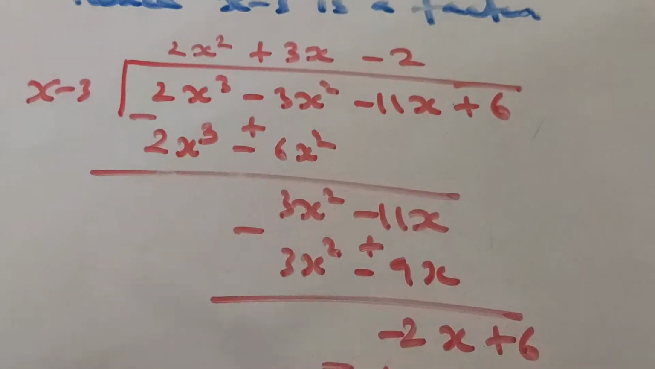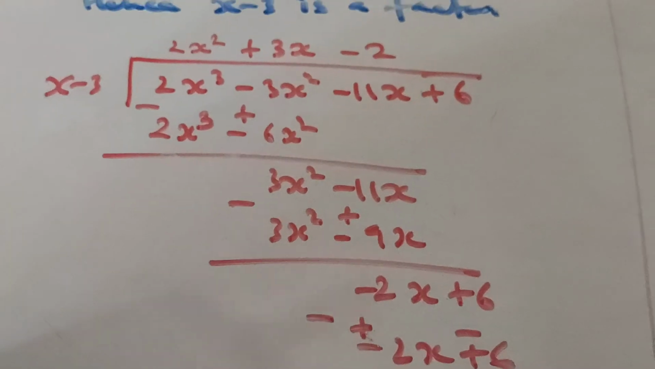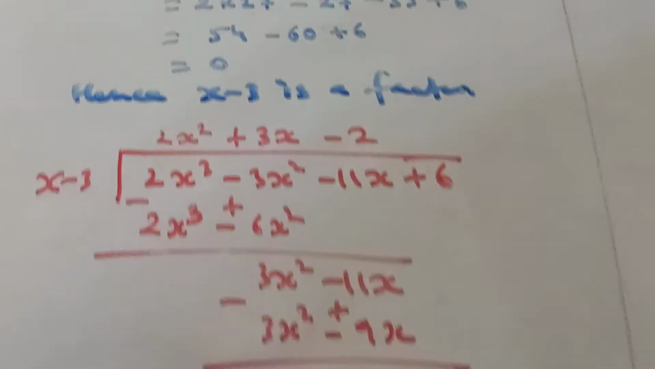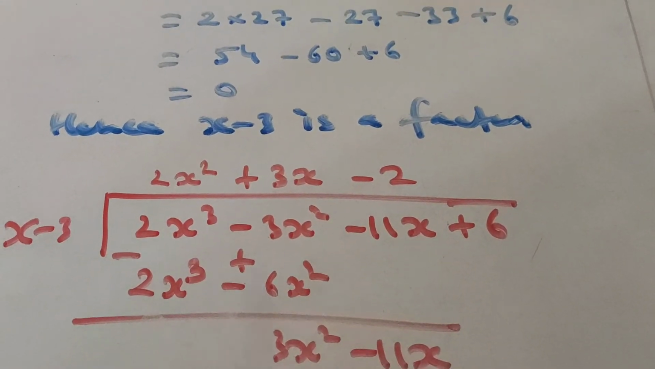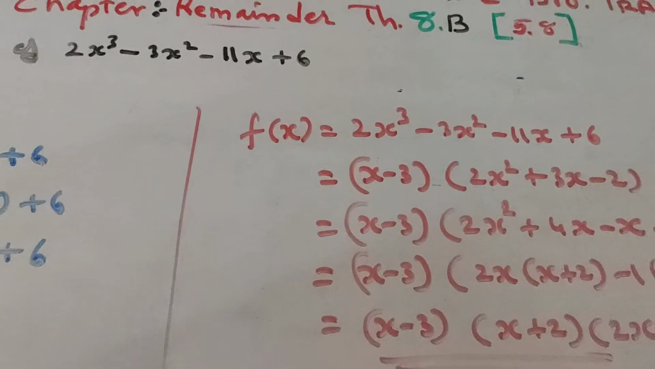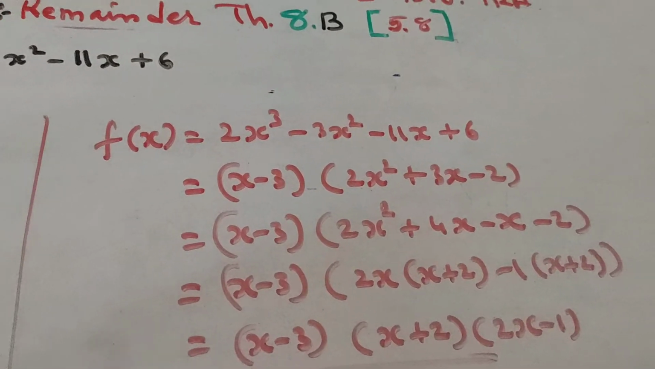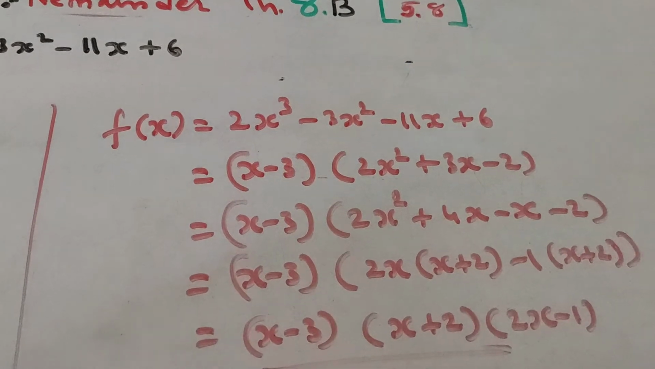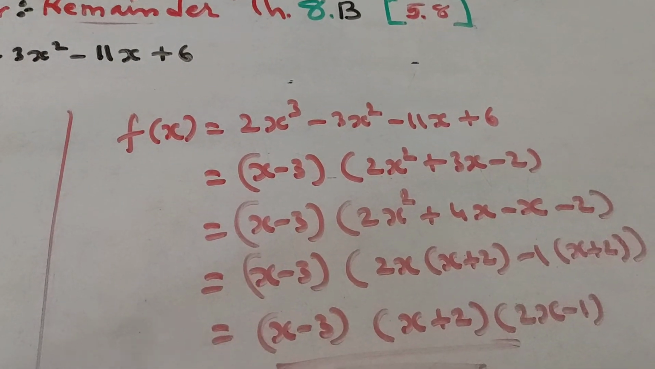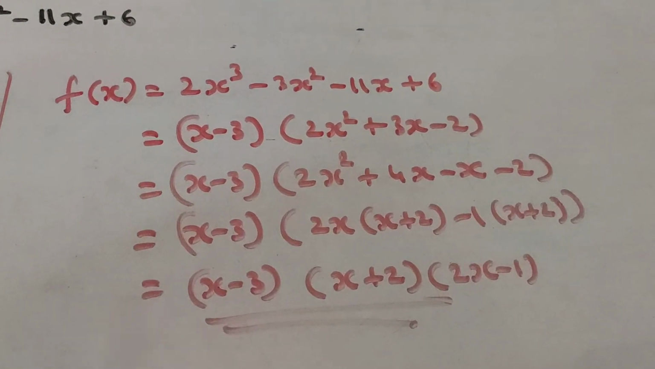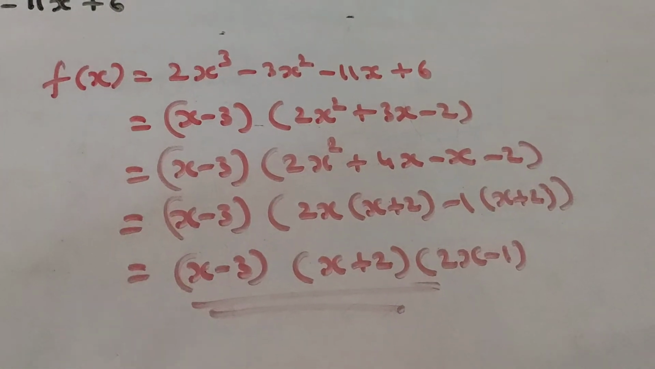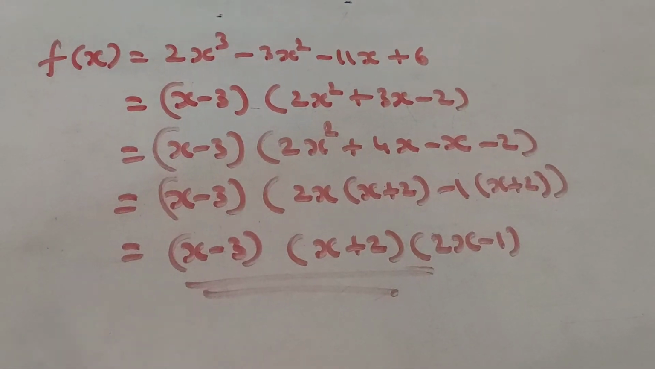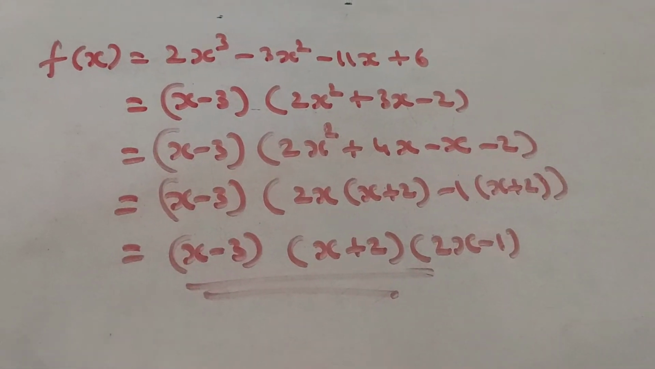Same method, we are obtaining the answer. Remainder is 0 and the quotient is 2x square plus 3x minus 2. So f(x) is equal to 2x cube minus 3x square minus 11x plus 6. So x minus 3 is our divisor, and 2x square plus 3x minus 2 is our quotient. And factorizing 2x square plus 3x minus 2, we are obtaining the final factorization, the final answer, which is x minus 3, x plus 2 and 2x minus 1.